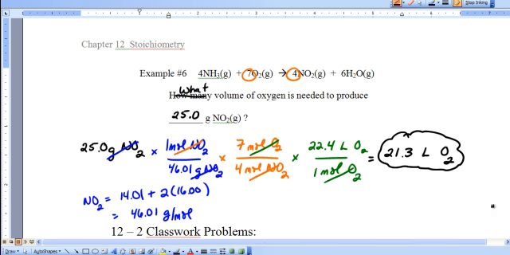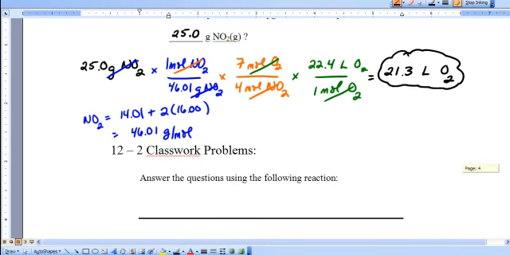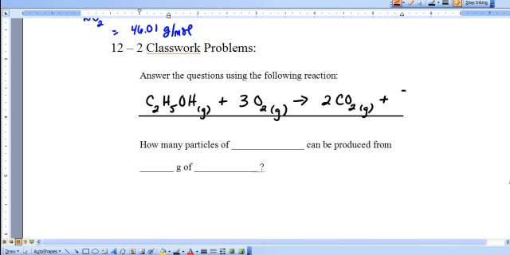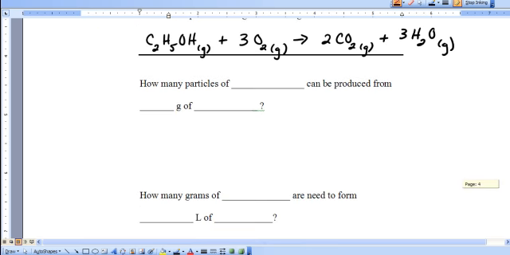So here's what we're going to do, and you can try this, and then we'll give you the answers in the next podcast. Answer the questions using the following reaction. We're going to take, let's say, ethyl alcohol, C2H5OH. It's going to be in the gaseous phase. We're going to react that with oxygen. We're going to need 3 of them for this particular reaction. And we're going to form 2 moles of CO2 gas and 3 moles of water vapor.